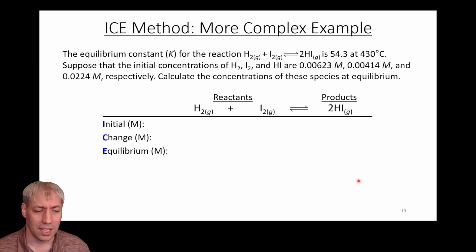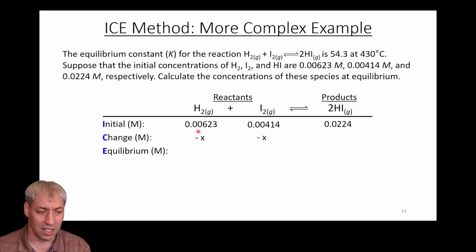But we want to do our ICE table to figure out how much. And so we do the same thing. We have reactants here. We have products over here. Initial, change, equilibrium. In the problem, it gave us our starting point. But we also know it has to shift to the right. So what does that mean? This has to decrease by a certain amount. This has to decrease by a certain amount. And it turns out both of these have to decrease by the same amount.